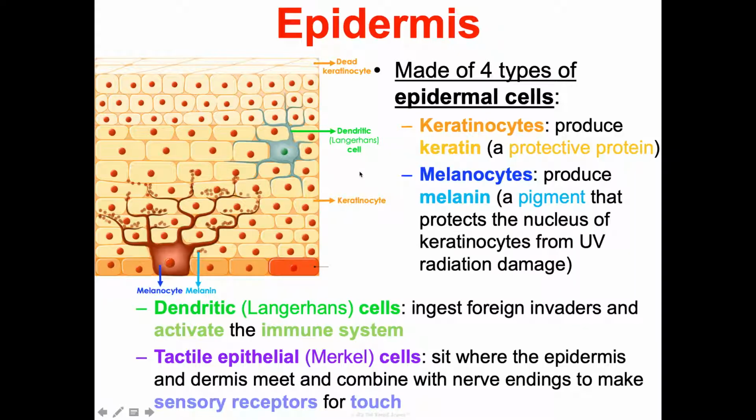And then tactile epithelial cells, which are also known as Merkel cells. These sit where the epidermis and the dermis meet. So they're going to be down here. And they combine with the nerve endings of the nerves that are in our dermis, and they make sensory receptors for touch, which we are going to talk about towards the end of this when we talk about the other functions of the skin other than protection.